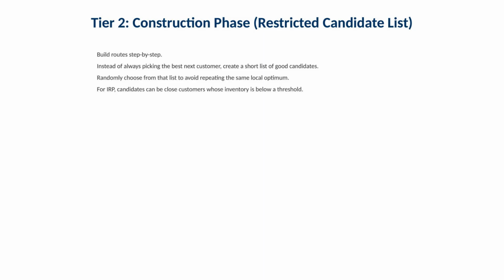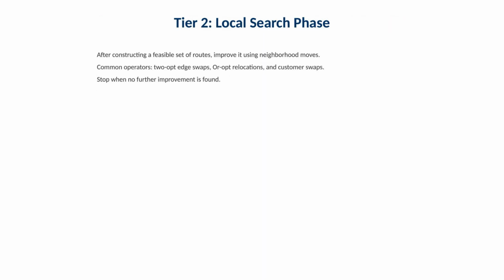routing and replenishment pattern. After a complete set of routes is built, local search improves it using neighborhood moves. For routing, typical moves include swapping edges to remove crossings, relocating a customer within a route, or swapping customers between routes. Local search continues until you cannot find a better neighboring solution. The result is a higher quality plan than the initial construction alone.